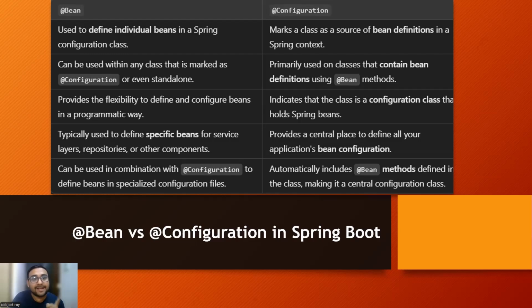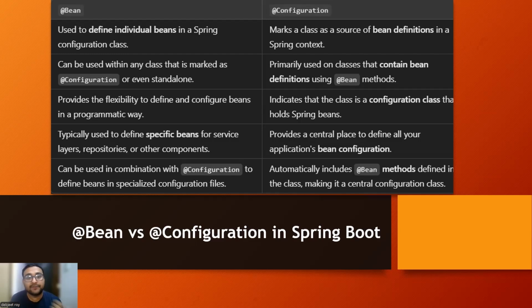Bean is used to define individual beans within that configuration class. That is important. @Bean is used within any class that is marked as @Configuration, because it is basically for configuration-related things only. And @Configuration is primarily used on a class that contains bean definitions. So it is a vice versa kind of thing. Bean provides the flexibility to define and configure a bean in a programmatic way, and configuration indicates that a class is a configuration class and it holds the Spring beans.